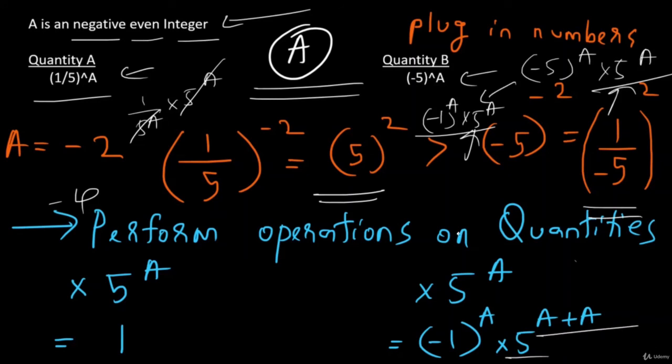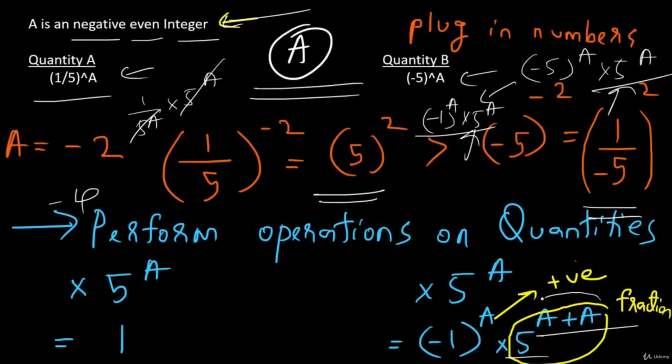Alright, now let's try to observe this. A is given as a negative even integer. So definitely minus 1 to the power A will be positive 1, and 5 to the power A plus A will be a fraction, right? Because A plus A will be a negative number, and 5 to the power a negative integer will be a fraction. So your quantity B is a fraction and your quantity A is 1. Definitely quantity A is greater than quantity B, and hence the correct answer to this question is option A.